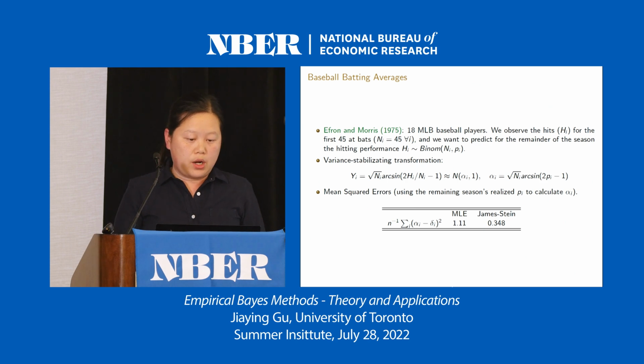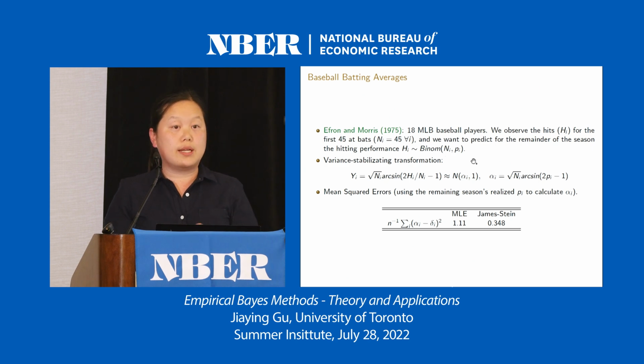So this is taken from Efron and Morris, 1975, where we have 18 baseball players. We observe their number of hits out of their first 45 at-bats in the season. So Ni here denotes the number of at-bats. What we want to do is to predict how their hitting performance would look for the remainder of the season. A natural model on the hits would be the binomial, with the number of at-bats as the number of trials, as well as the success probability, denoted as pi here, measuring hitting performance.